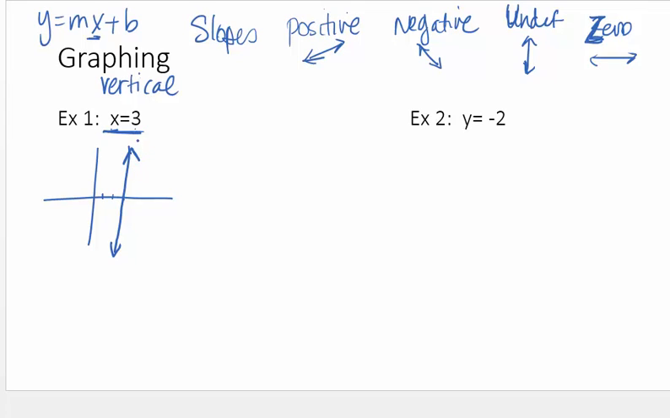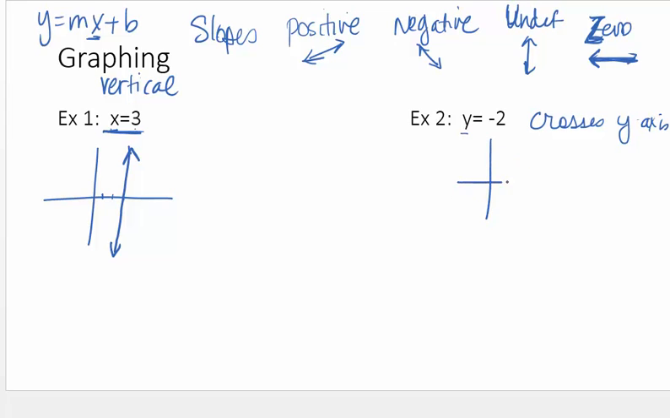Another way to remember this is because it's x equals 3, it's going to cross the x-axis. So that's what it's doing right there. It's hard for you to remember vertical versus horizontal. If it's x equals, it crosses the x-axis. Now, so look at example 2. It's not x equals, it's y equals. Well, if y equals negative 2, what about the rest of the equation? Doesn't really matter, because if it's y equals, it has a 0 slope. It's horizontal, crossing y-axis.